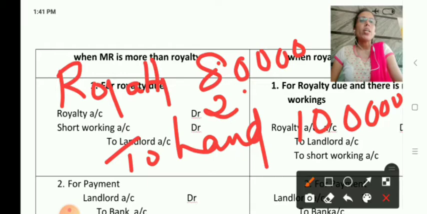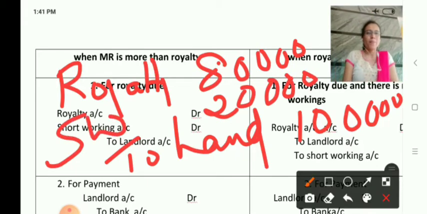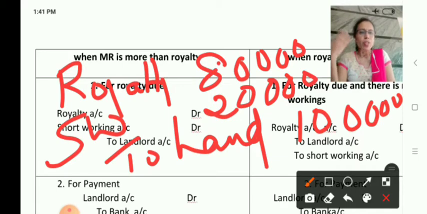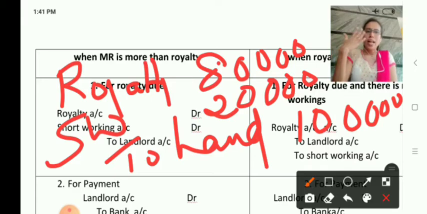What is the 20,000 you pay additionally? That is nothing but short working. Okay, so the first entry will be royalty account debit, short working account debit to landlord's account.